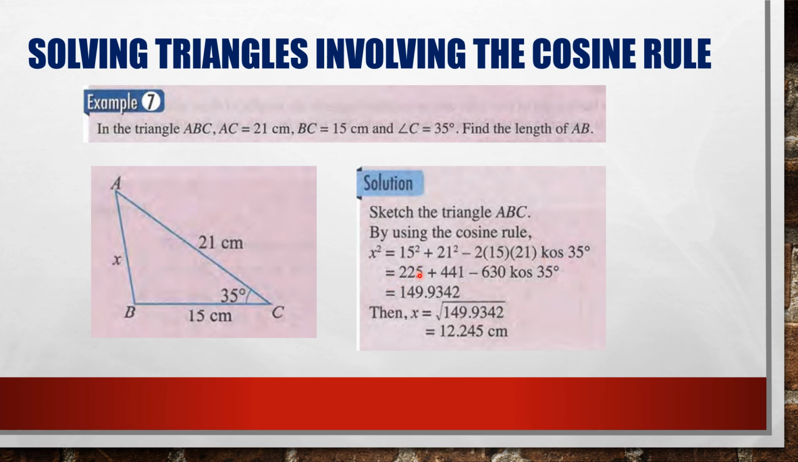So 15 square is 225, plus 21 square is 441, minus 2 times 15 times 21 is 630 cos 35. You solve this and you will get 149.9342. Since this is x square, we take the square root, and you will get the answer 12.245.